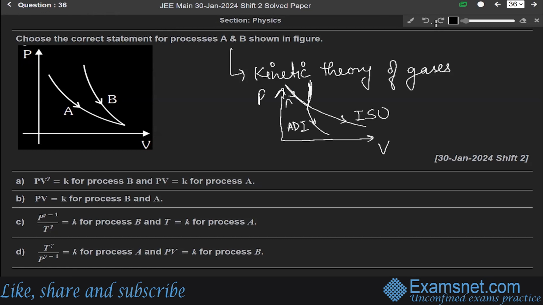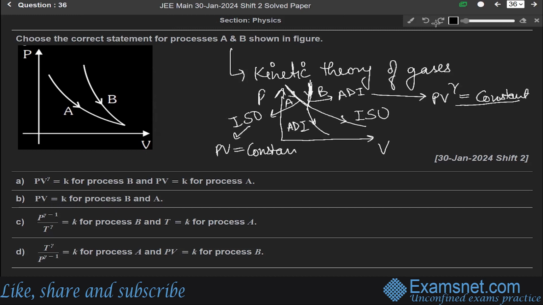So this is, let us say A, this is B. So this is isothermal, and this is adiabatic. So for adiabatic process, always PV^gamma equals constant, and for isothermal process, PV equals constant. So the process A represents PV equals constant, and the process B represents PV^gamma equals constant. So the correct option is option A.